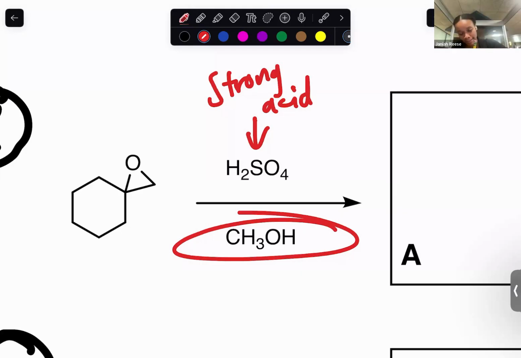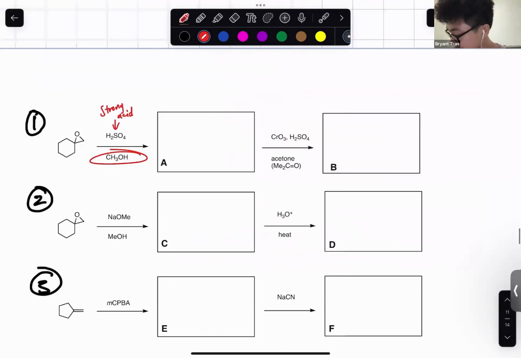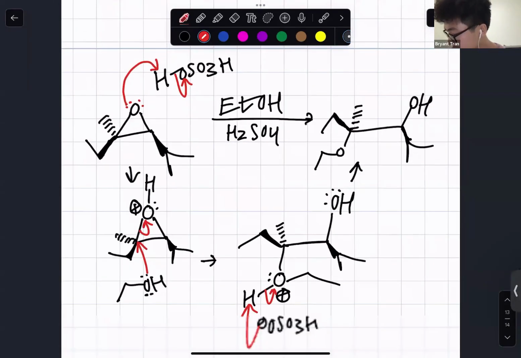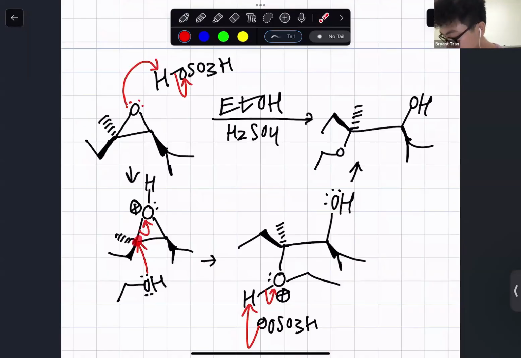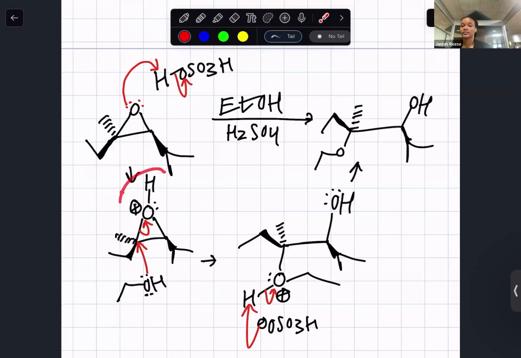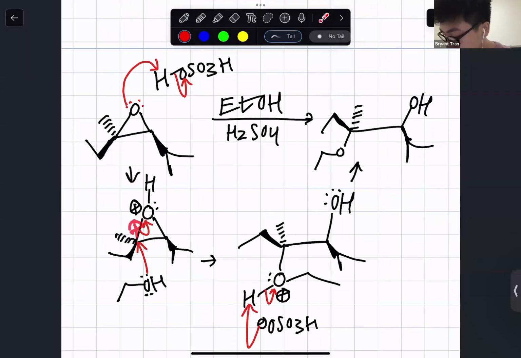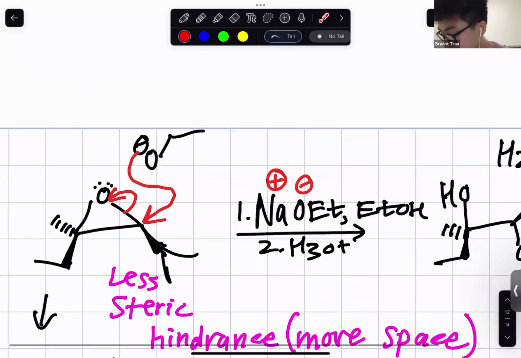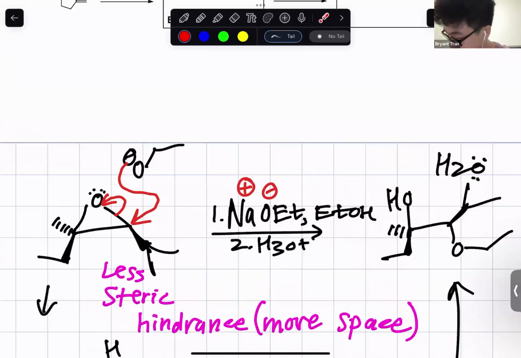The less substituted? Wait, so if we look back at this mechanism right here, in acidic conditions, we're going to attack the more substituted position right here. Okay. Right? More substituted. The reason why is because we want to get the more stable carbocation intermediate, right? Because think of this positively charged oxygen here as the good leaving group, which if we kick it out, we want to form the more stable carbocation intermediate, which is the more substituted position, right? In basic conditions, however, we want to get the less substituted carbon, because we're trying to get less steric hindrance for SN2, right?